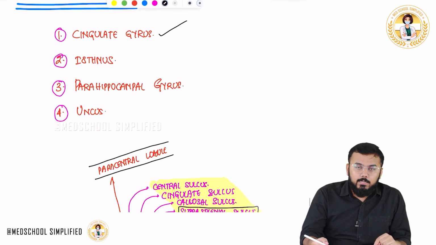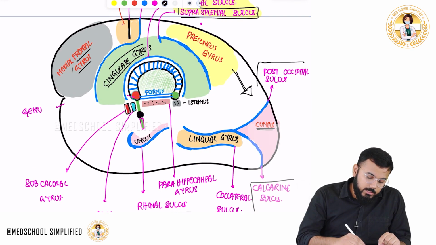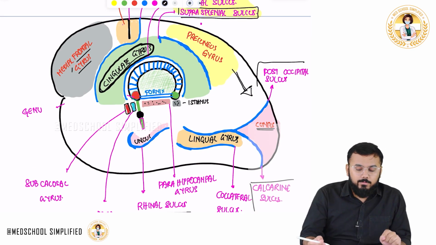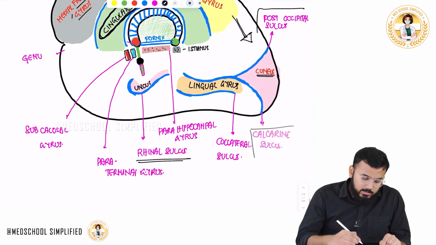Where is your cingulate gyrus located? So this is your cingulate gyrus. You see, this particular part is your cingulate gyrus. So this is your cingulate gyrus over here. This is the first part. Second part, where is the isthmus located? See, this part over here is called your isthmus.